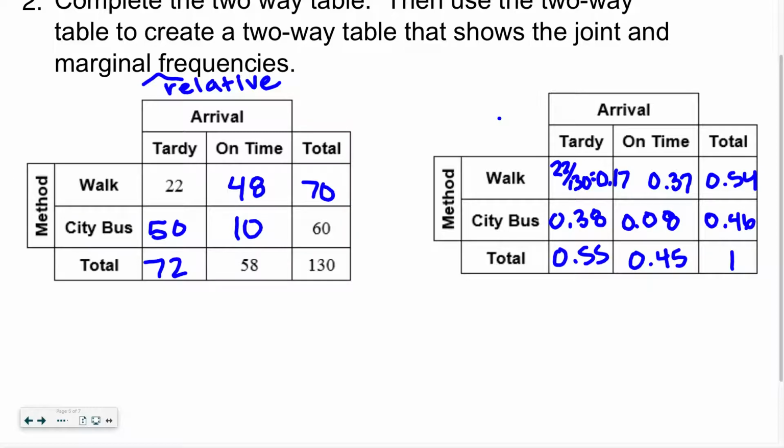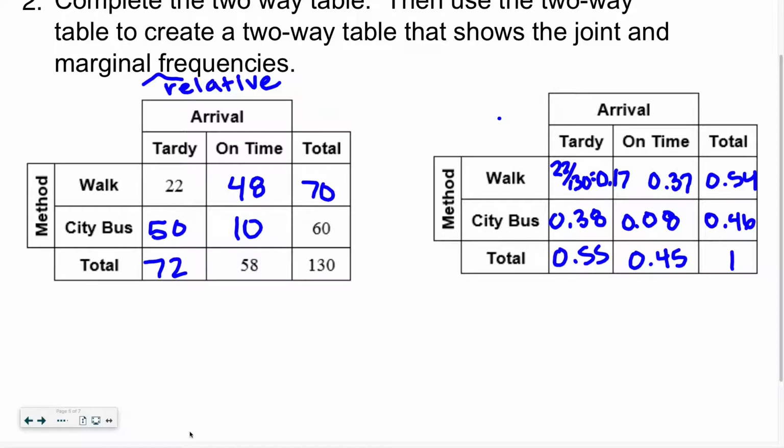Okay. So that's showing relative frequencies. Remember, think about relative frequencies as a relation or a ratio, which basically represents a probability. So I like to write them as decimals. Okay. All right, last example.